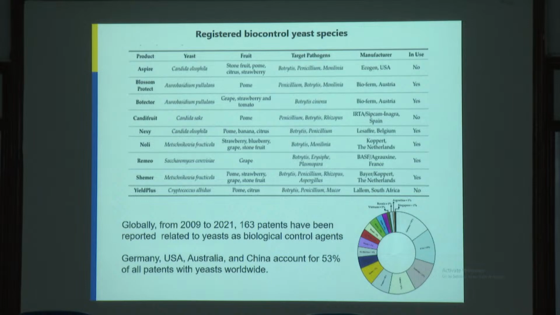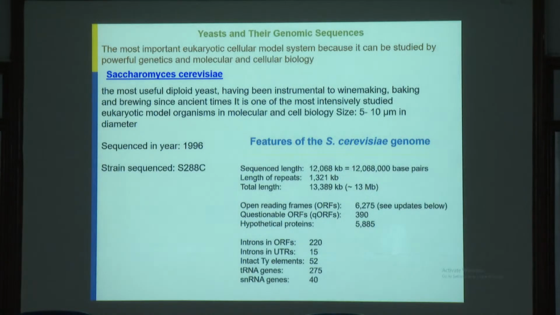But from 2009 to 2021, 163 patents have been registered, and mostly around 53% are from countries like Germany, USA, Australia and China. From India or other Asian countries, it is very less. So since yeasts are now being exploited to act as microbial antagonists, for that purpose, exploration is very much essential.